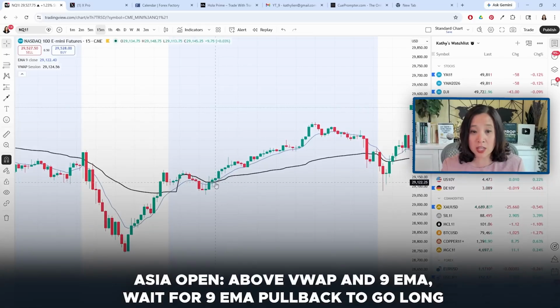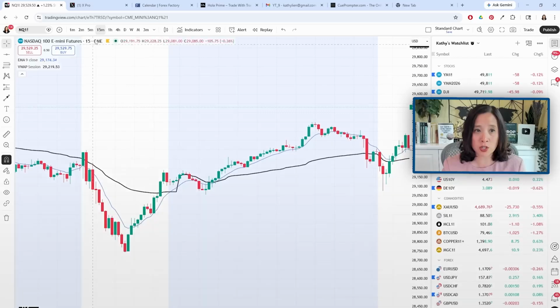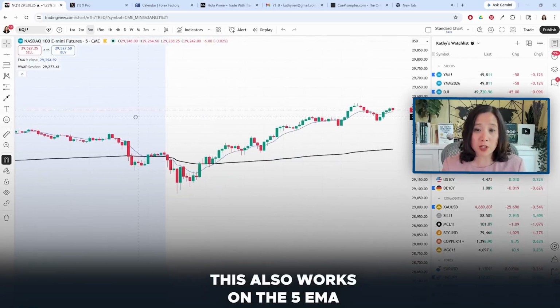Here we go into the Asia Open, which I love to trade, where price is above both the VWAP and the 9 EMA. Wait for it to retrace to the 9 EMA. You go long for trend continuation. I think this also works in the 5-minute chart right here.